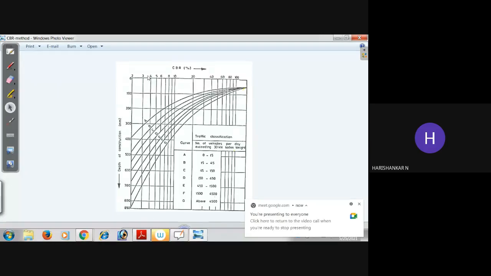In the same question, if you are doing it with the CBR method, then you can locate the 4 percent, and you can locate the curve. Here the curves stand for different traffic volumes, like the number of vehicles per day exceeding 30 kilonewton laden vehicles. In this, you are not considering any traffic growth rate, lane distribution factor, or vehicle damage factor. Nothing is considered. We are simply considering the number of vehicles.